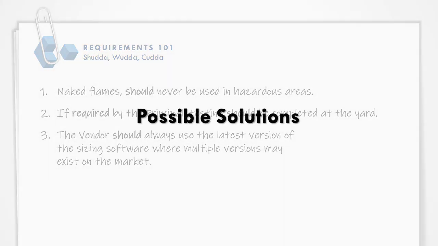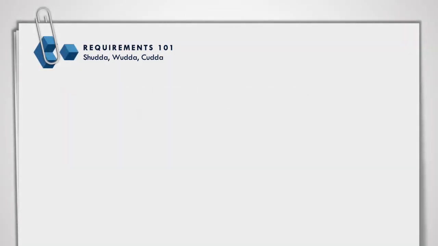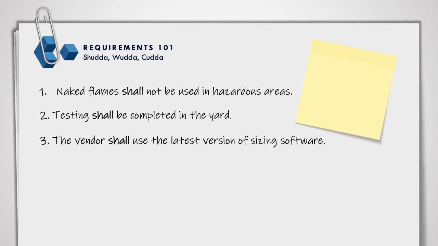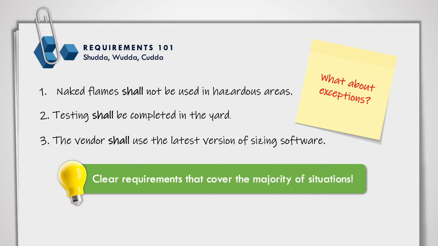Here are some possible solutions. These answers might seem too rigid to you. Are you asking yourself, what about the exceptions? It isn't always that simple. Which would you prefer? Vague statements that could lead to mistakes, or clear requirements that cover the majority of situations? Competent engineers can deviate if there are exceptional circumstances.